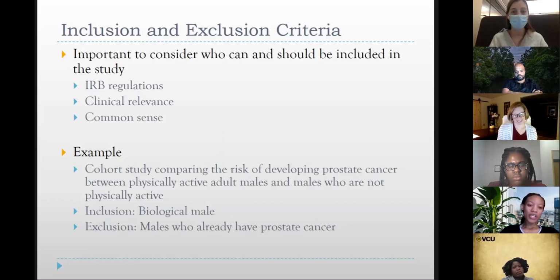So an example would be you want to conduct a cohort study comparing developing prostate cancer between physically active adult males and males who are not physically active. Things you have to include: biological males. People you would need to exclude would be males who already have prostate cancer, because you can't assess the risk of developing it if the person already has it. So that's just a very simplified example.